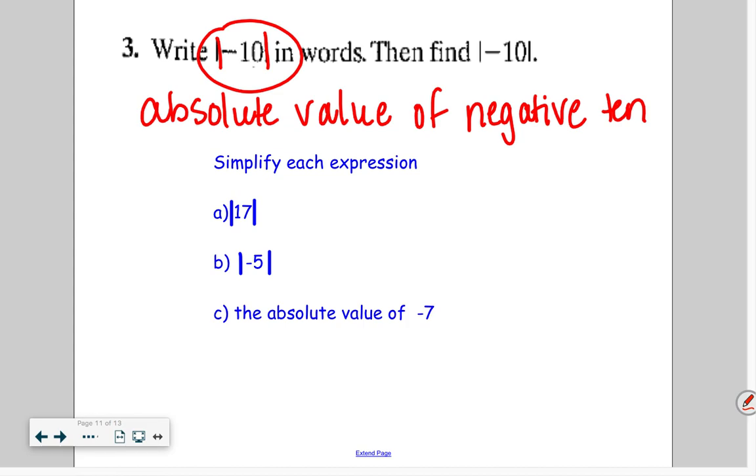We are supposed to then solve the absolute value of -10. How far away from 0 is -10, everybody? 10. My answer would simply be 10.